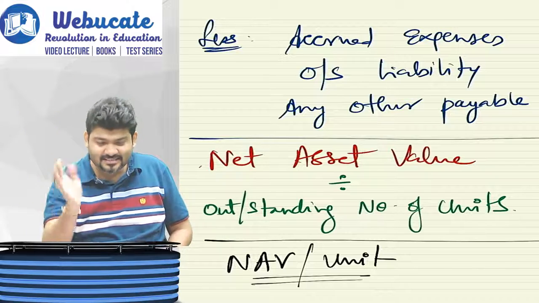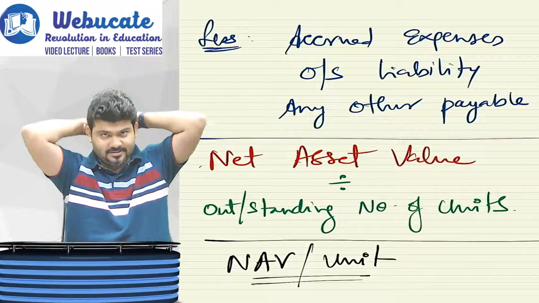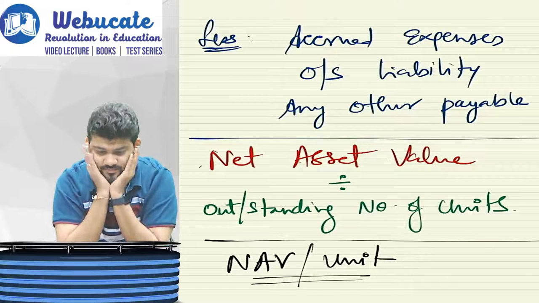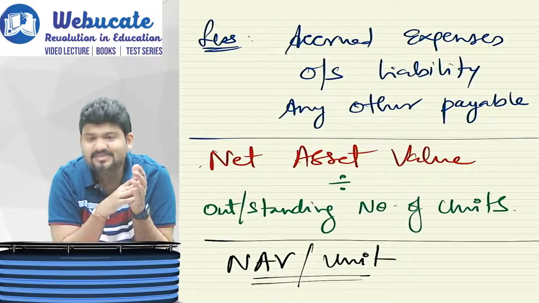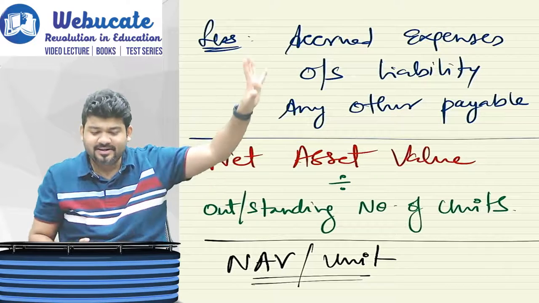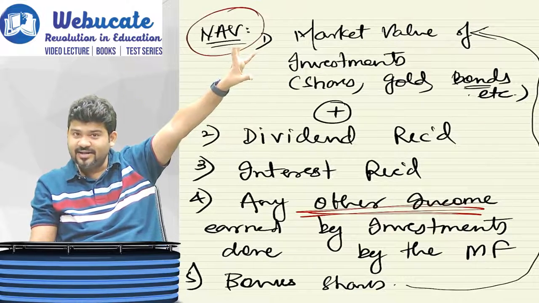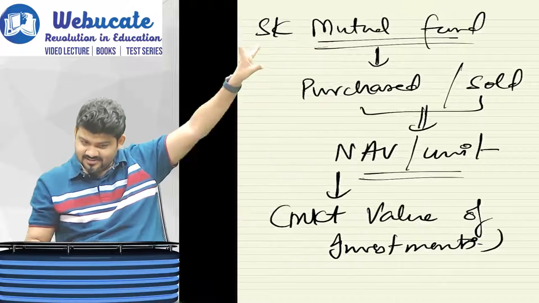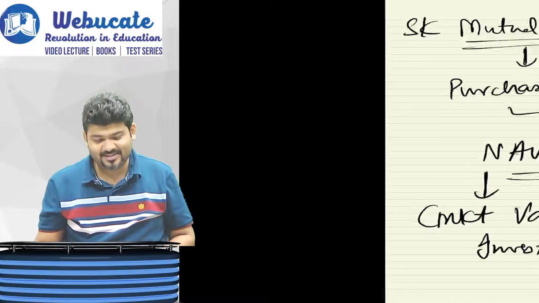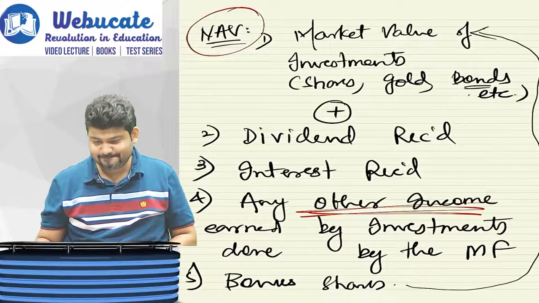Are we understanding, guys? Yes, accrued expenses will have your brokerage and any other cost that the mutual fund is incurring. Chetan has written exit load. So entry load, exit load, I'll tackle it later on. For now, let's keep it simple. Guys, are we absolutely clear what NAV is and how it is calculated? What is NAV? It is the price or value at which every unit of a mutual fund is purchased or sold. Got it, everyone?